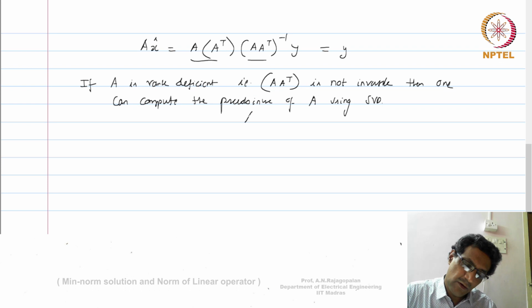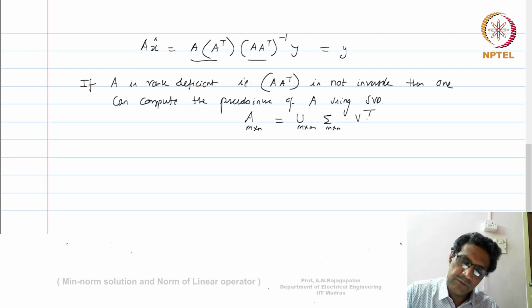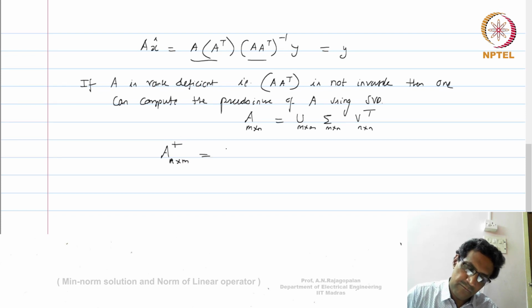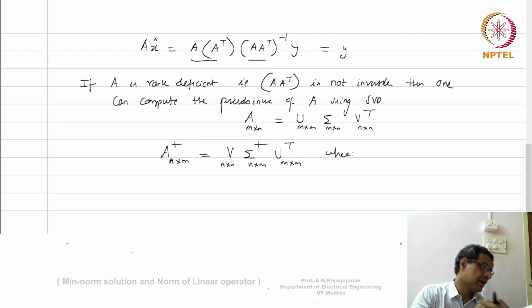Which means that given your A, which is M cross N, you can split it up as matrix U, which is M cross M, sigma, which is M cross N, V transpose, which is N cross N. Therefore, the A pseudo-inverse, typically indicated as A plus, will be N cross M. This will be equal to V sigma plus U transpose, which is N cross N, N cross M, and N cross M. Let's just write down what we mean by sigma plus and so on.